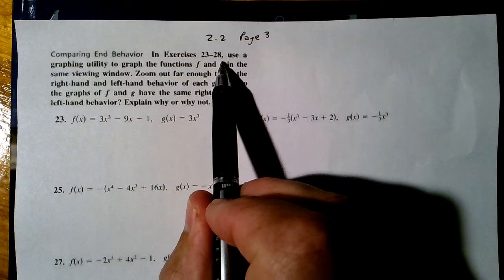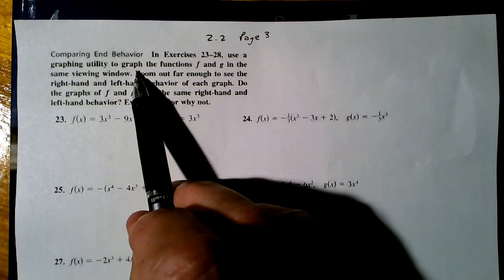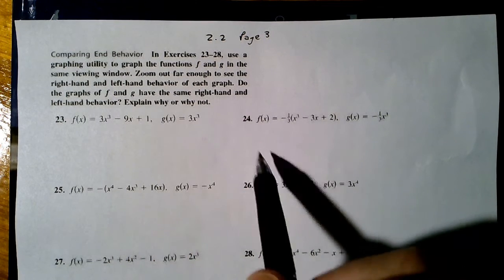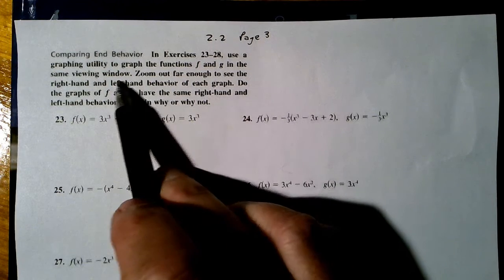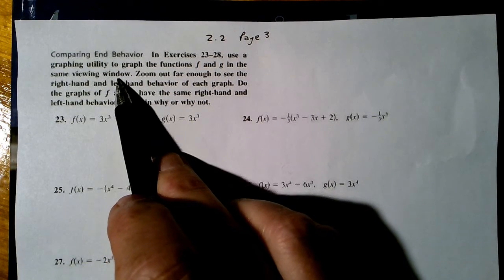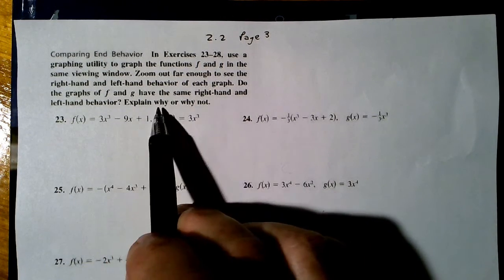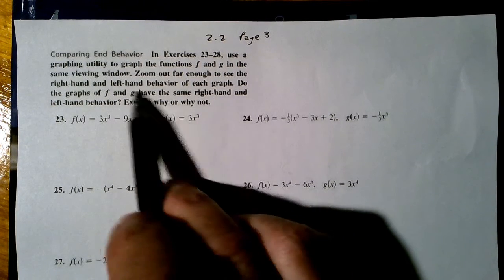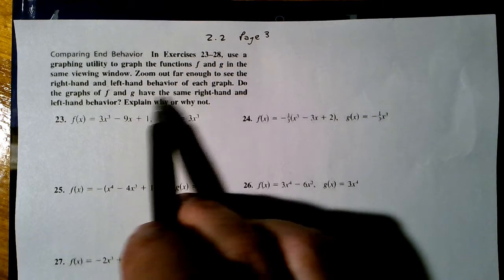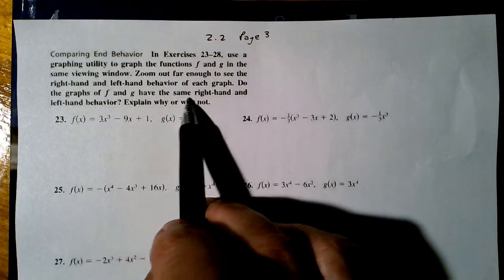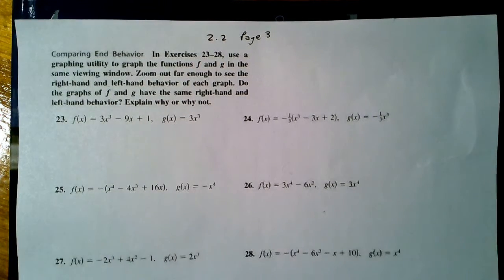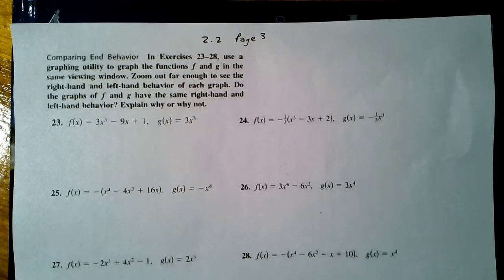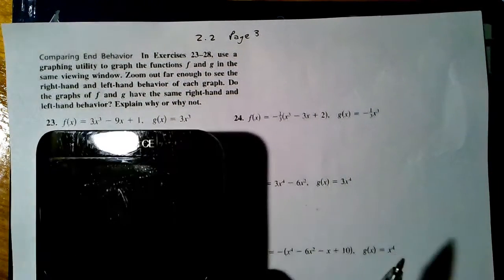On 23 to 28, we're going to use a graphing calculator to graph the functions f and g. So we will show those graphs. We're going to view them in the same viewing window. Zoom out far enough to see the right hand and left hand behavior of each graph. That's the end model behavior. Do the graphs of f and g have the same end model behavior? Explain why or why not. Okay, so 24.